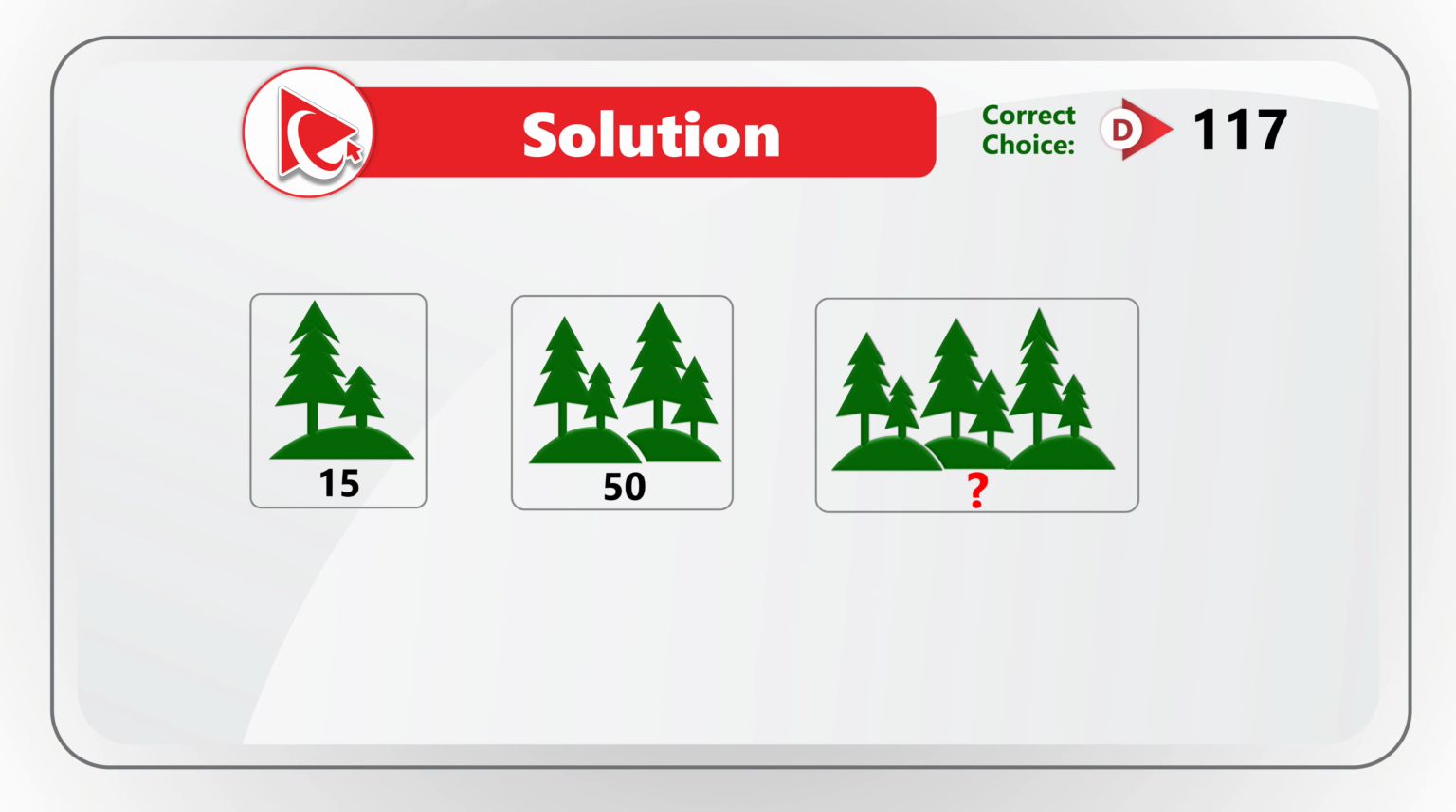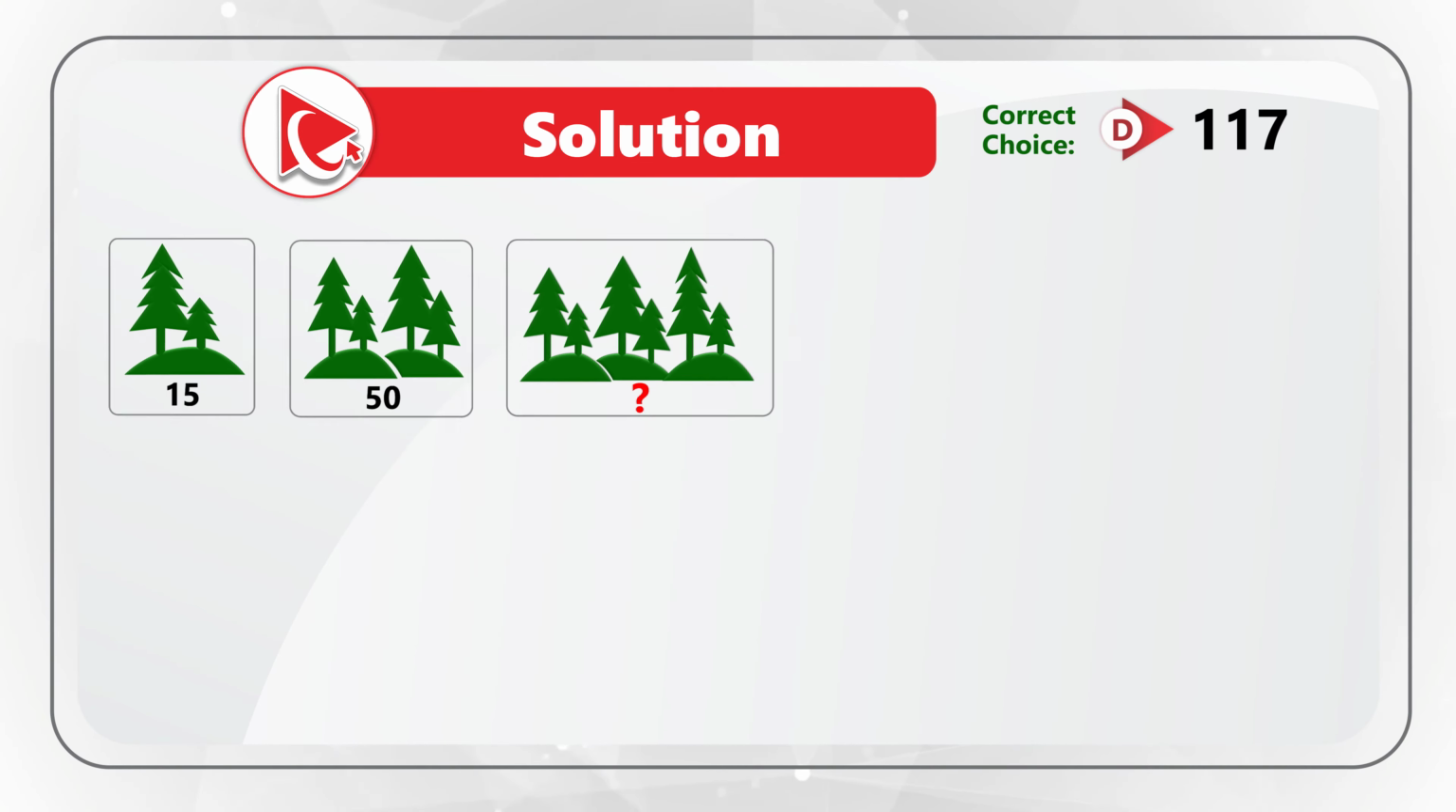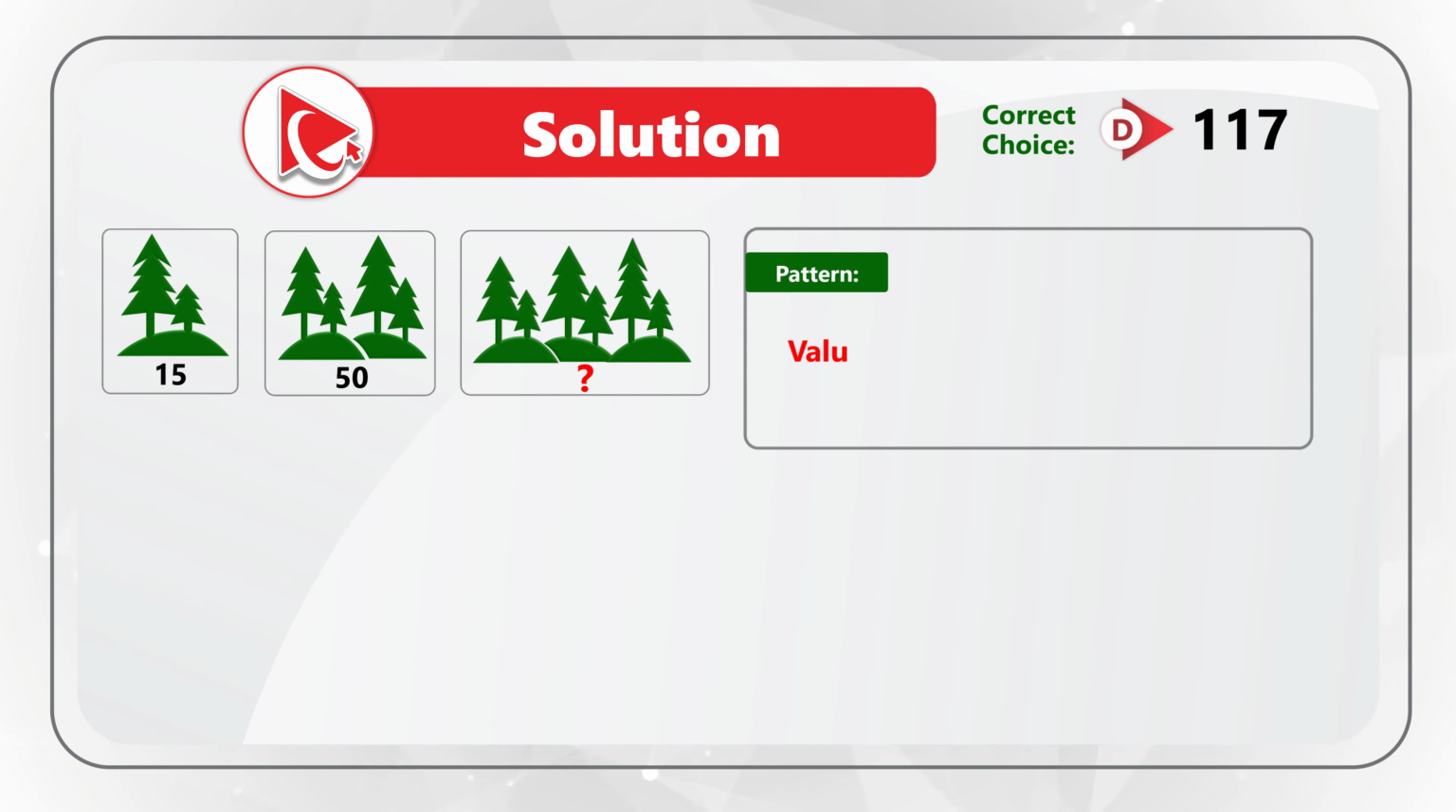If you take a close look at the images, you will see that each image contains trees, each tree contains a certain number of branches, and trees are placed on the berms. The pattern is calculated as number of trees multiplied by number of branches on the trees, and you incrementally add the number of berms to calculate the number at the bottom. Let's look closely at each one of the images.